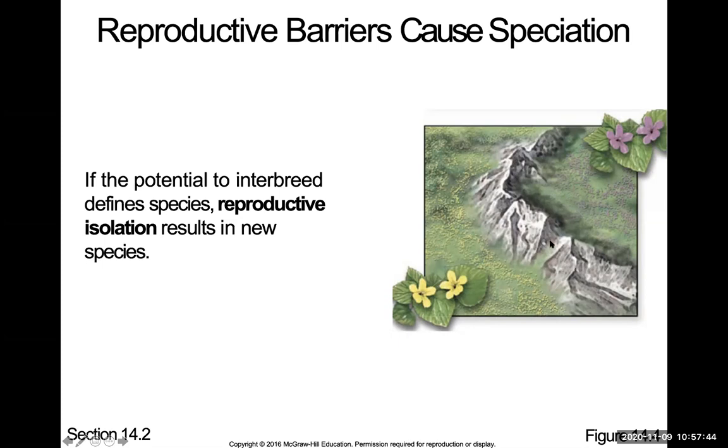So if there's a barrier that comes in between, that might cause one population of a species to diverge into two different populations. And later, if this barrier goes away, they might not be able to interbreed with each other because they separated. There's a big difference between them.